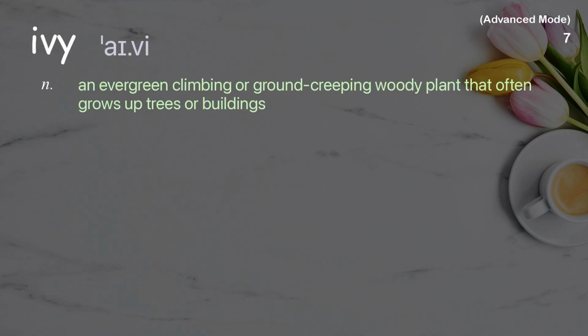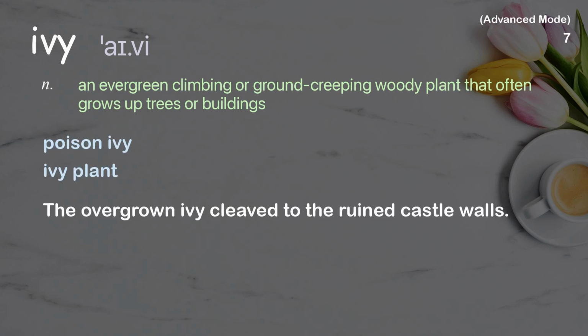Ivy. An evergreen climbing or ground creeping woody plant that often grows up trees or buildings. Examples: Poison ivy. Ivy plant. The overgrown ivy clung to the ruined castle walls.